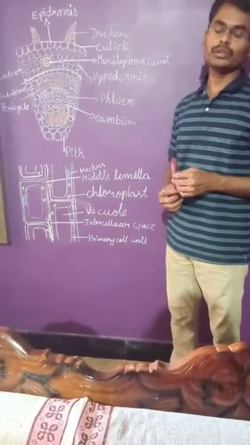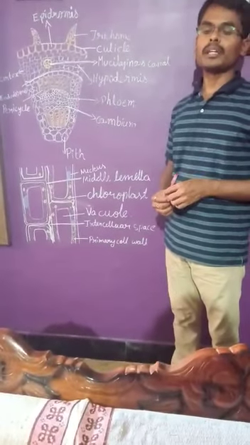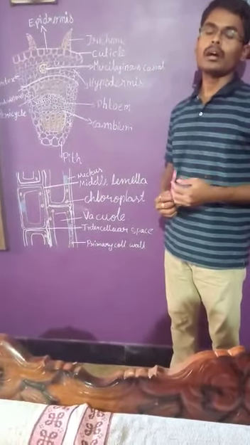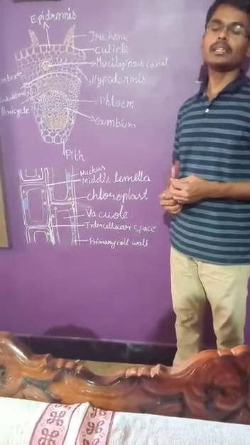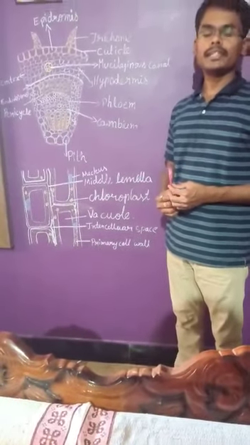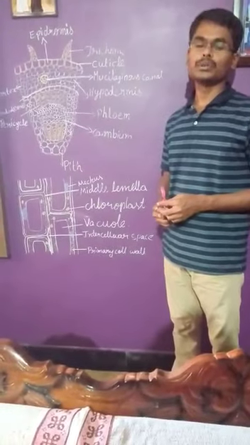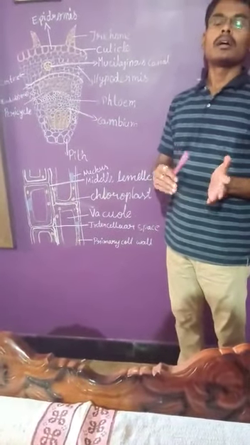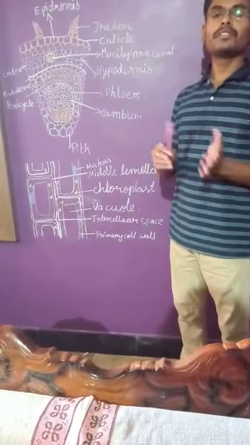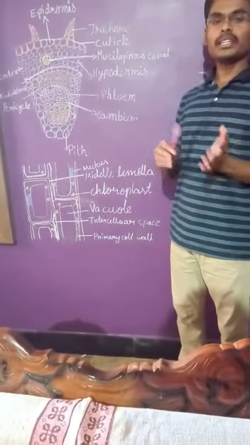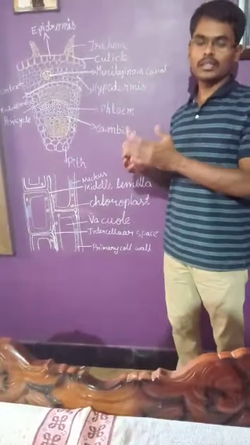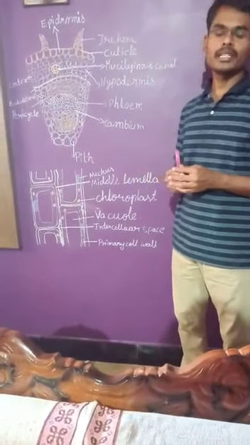meristematic tissue. Then after the meristematic tissue, the another classification of the plant tissue, already we classified that into permanent tissue. What is that permanent tissue? Permanent tissue is nothing but the conversion of the meristematic tissue into another type, that tissue we call as the permanent tissue.